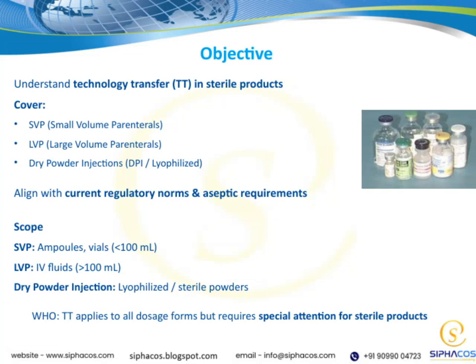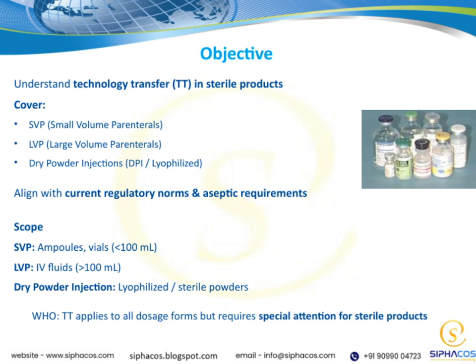Today, we'll be focusing on the objective of understanding technology transfer, or TT, specifically in the context of sterile products. Our aim is to grasp how TT applies across different types of sterile formulations and ensure compliance with current regulatory standards and aseptic requirements. We will cover three main areas: small volume parenterals, or SVPs, which include products like ampules and vials with less than 100 milliliters, large volume parenterals, or LVPs, such as IV fluids exceeding 100 milliliters, and dry powder injections, which are lyophilized or sterile powders.